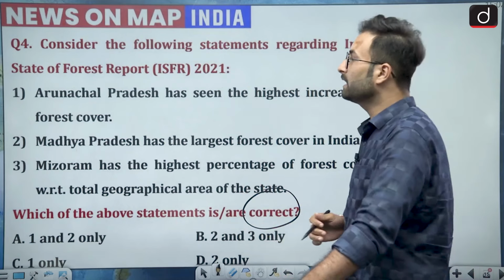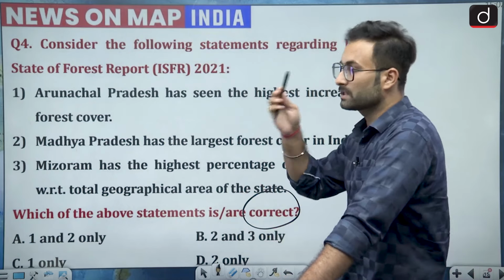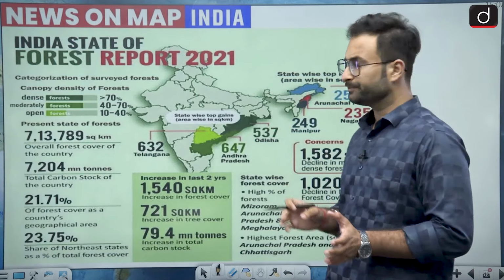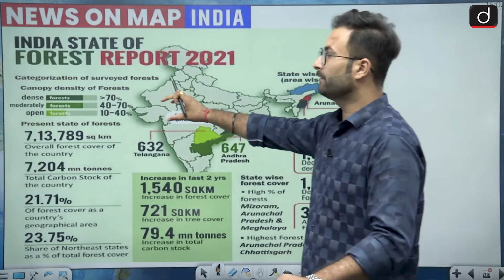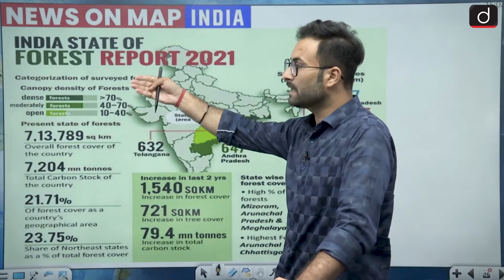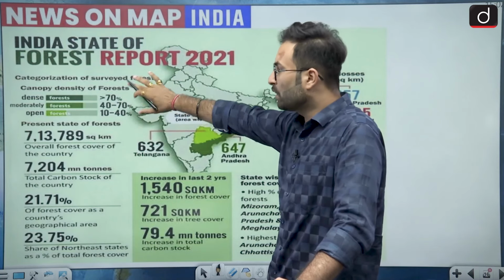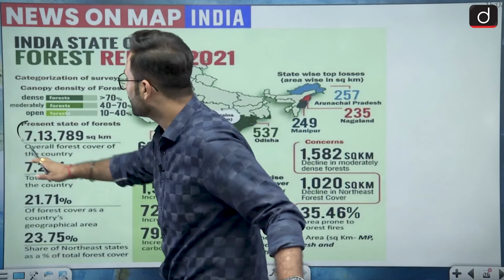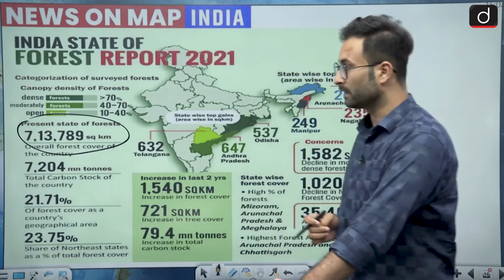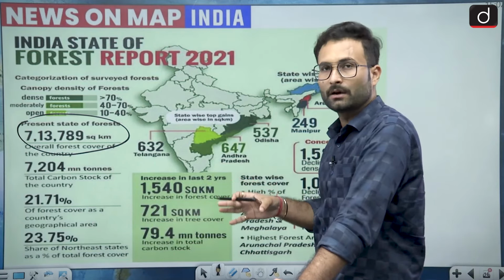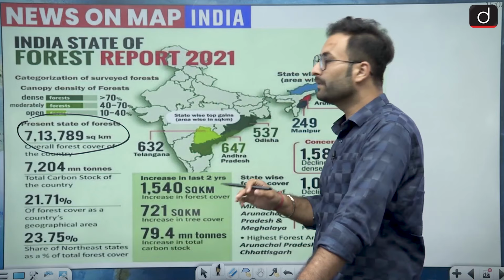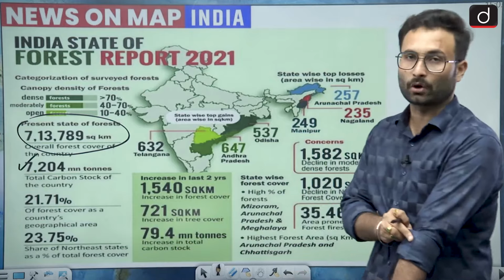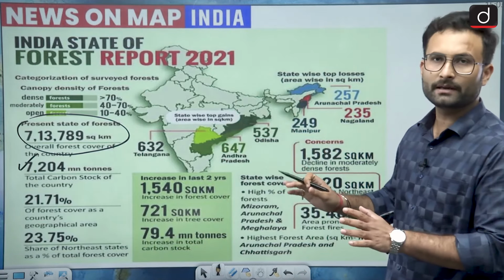Now coming to the first one, Arunachal has seen the highest increase in the forest cover. Let's talk about this particular report, India State of Forest Report 2021. They have divided the forest into dense, moderate and open forests, but this is not important for us right now. The present status of the area is 7,13,789 square kilometers, the overall forest cover of India as per the 2021 report. The carbon stock is 7,204 million tons. If you can remember this data well, otherwise no need.